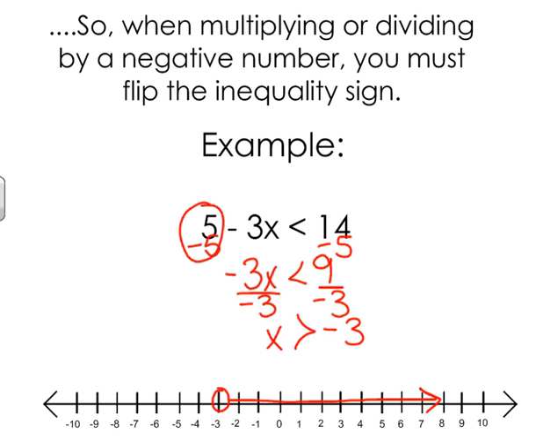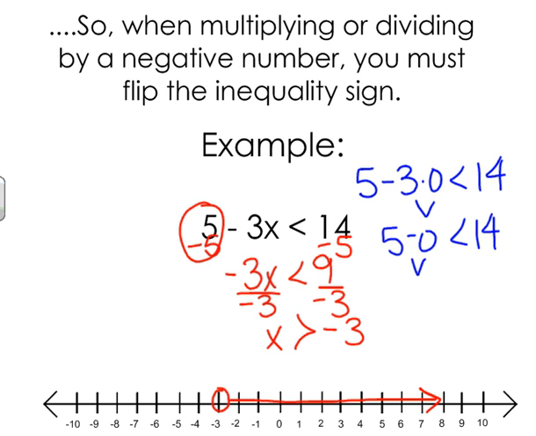Now let's just test it to make sure that this works. Start with the original: 5 minus 3 times, let's use 0. 0 is an easy number. Should be less than 14. 3 times 0 is 0. 5 minus 0 is 5, and 5 is less than 14. So we get proof that when we flipped it, it helped us make the inequality correct, or make it true.